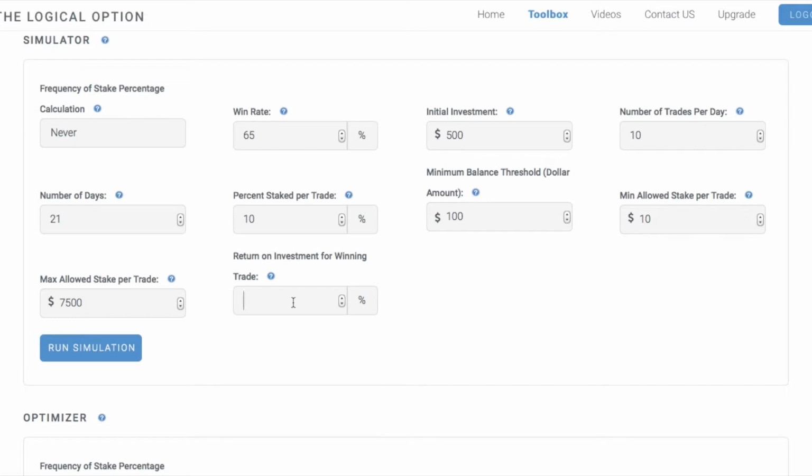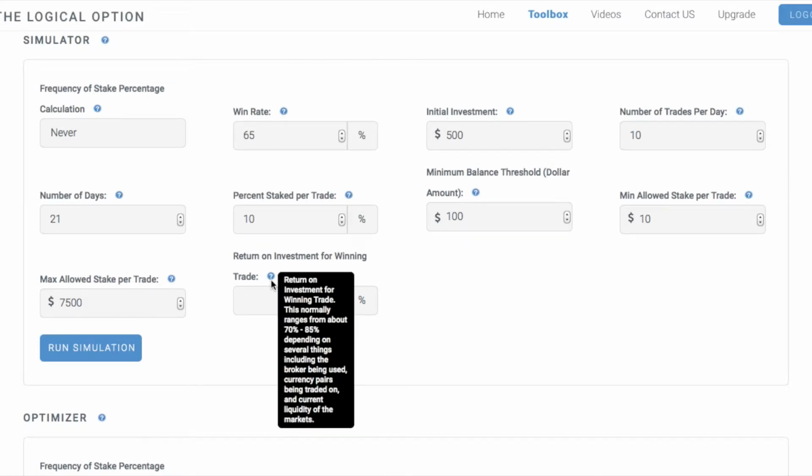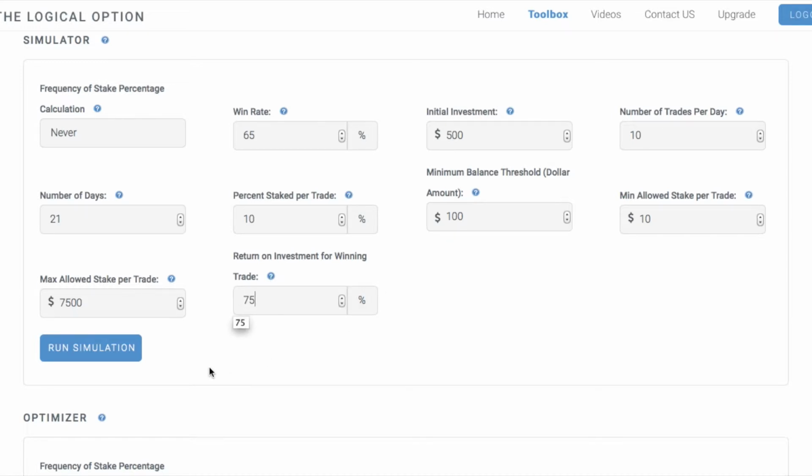Now return on investment for winning trade is the amount you'll get back if your trade is successful. So say you invest $10 and your return on investment is 70%. If that $10 is a successful trade, then you'll get 70% of that back, so $7 plus the $10 you invested. So you'll end up with $17. I'm going to put in 75%, pretty typical. It usually ranges from 70 to 85%. So now we can run the simulator and get our results.